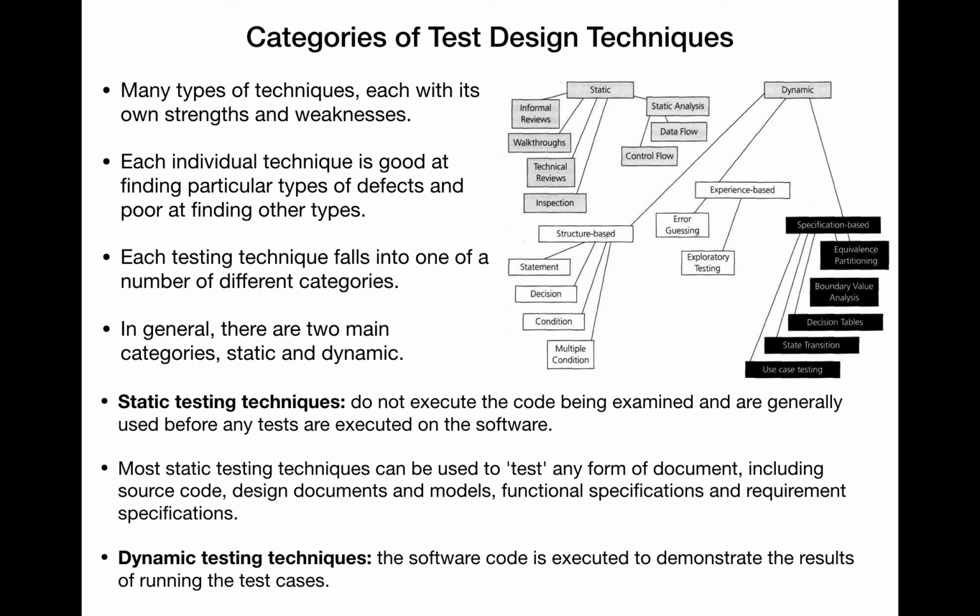Dynamic means we have to test, we have to run the software. So the software code is executed, and then we run the test cases based on this execution. You have to execute the software to see how these test cases perform. Now we have a lot of categories here. We will go through most of them.